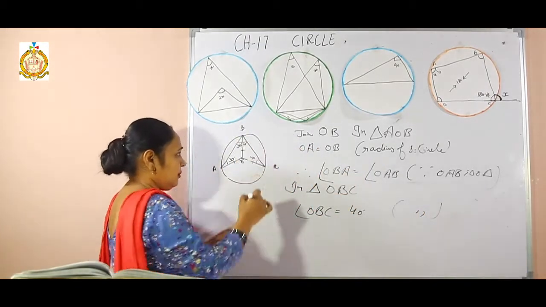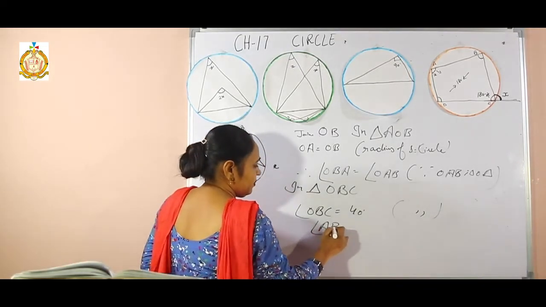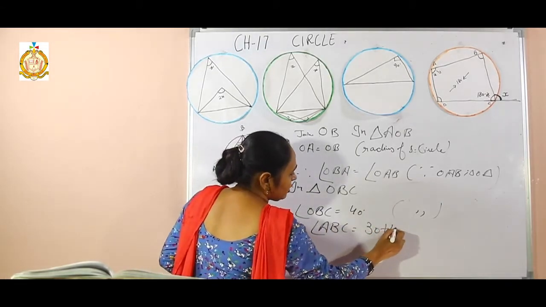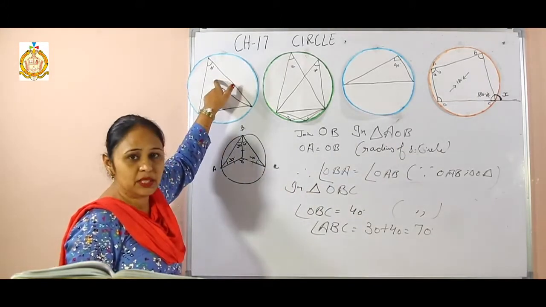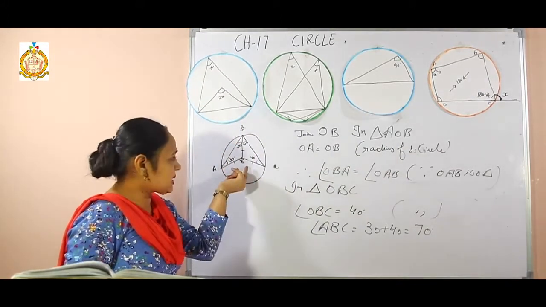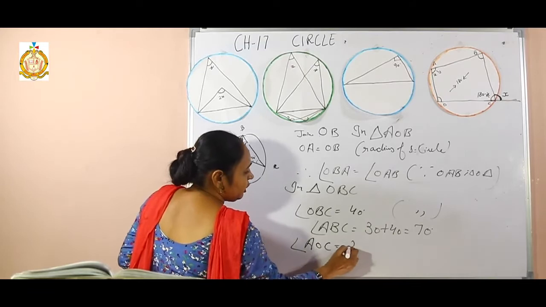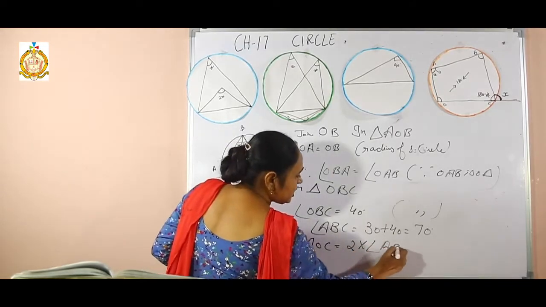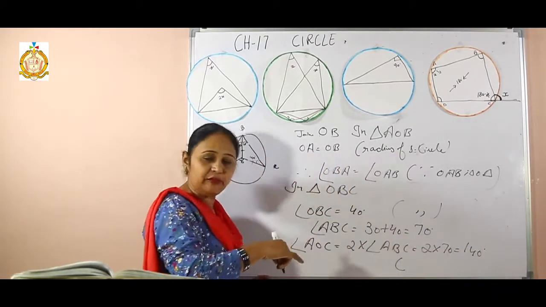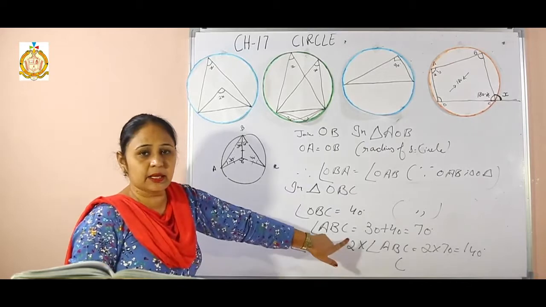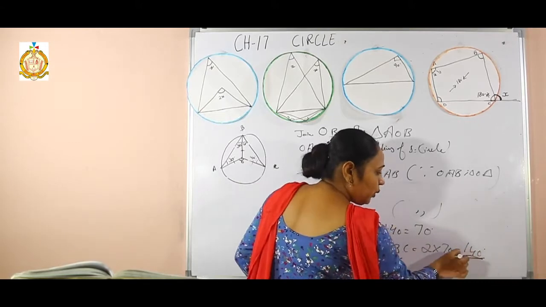Now I find this angle, angle ABC. What will it be? 30 plus 40, now it becomes 70 degrees. Now we will use this property. The circumference angle is 70, and at the center it will be double of it. It means angle AOC will be twice angle ABC. That means 2 multiplied by 70 becomes 140 degrees. But the reason we have to write: angle at the center is double the angle at the circumference. Clear? That means my answer is 140 degrees.